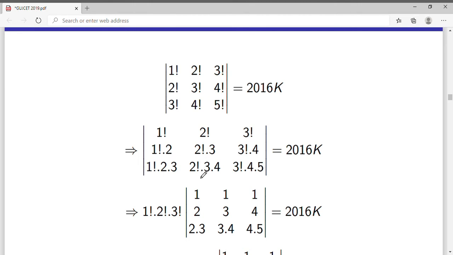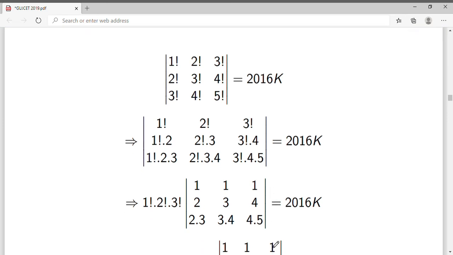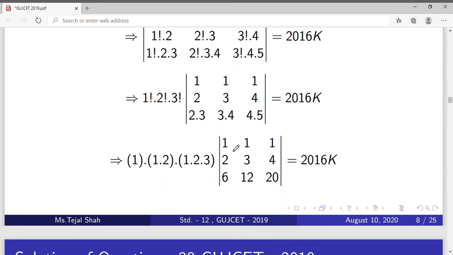Now from the first column take 1 factorial outside. From the second column take 2 factorial outside and from the third column take 3 factorial outside. After that write the remaining elements in the determinant. So the remaining elements: first row becomes 1, 1, 1, second row becomes 1, 2, 3, 4 with the factorial outside. Third row contains 2 into 3, 3 into 4, 4 into 5. After multiplication we get first row and second row as it is. Third row becomes 6, 12 and 20, which is equal to 2016k.